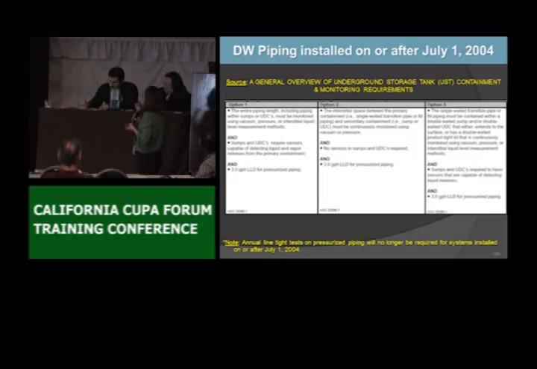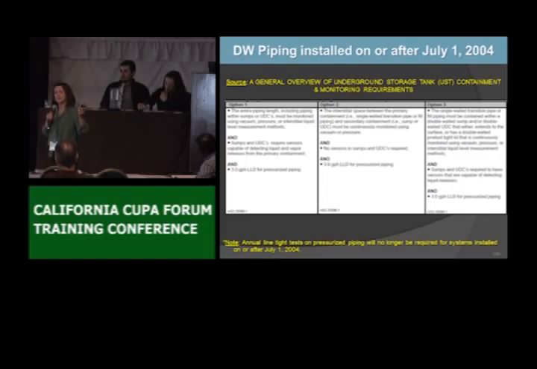And then, of course, with this option, you're still required to have your sensors in your sumps and UDCs, and you're also still looking at that 3.0 gallon per hour line leak detector. Okay? Also note, annual line tight tests on pressurized piping will no longer be required for systems installed on or after July 1st, 2004. So you don't need to do that point 1, which was part of that original monitoring that most people don't do anyway because they were doing pump shut-off and fail safe. So bringing it back full circle.